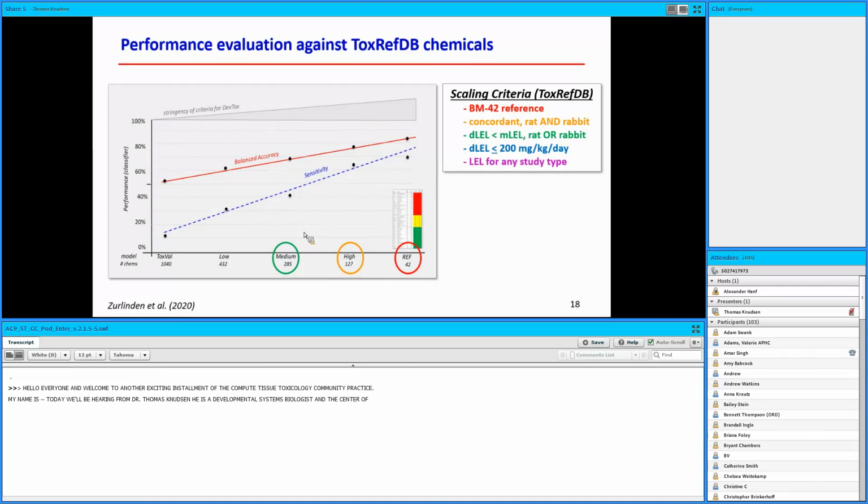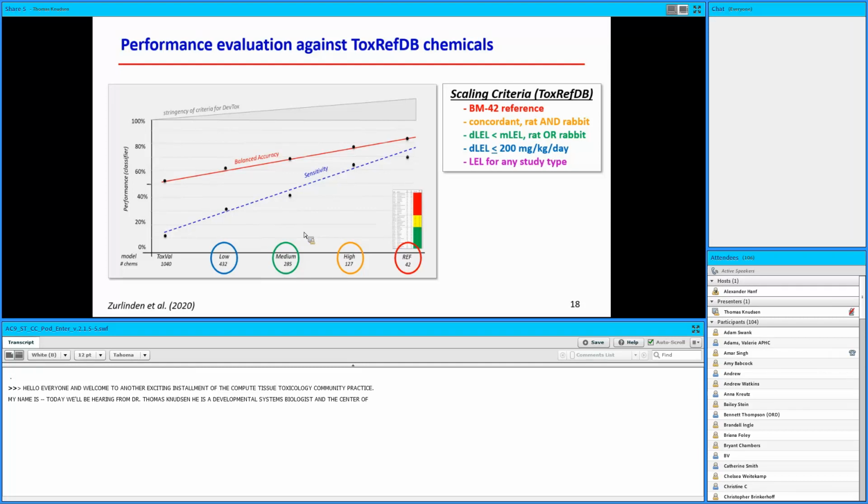As you can see, the balanced accuracy in the red line is dropping because the sensitivity of the assay is dropping. We're picking up fewer of the positives. If we go down to the whole 432 compound set where we have animal data, we've taken all of our very confident calls out for the higher stringency models, the higher curated models.